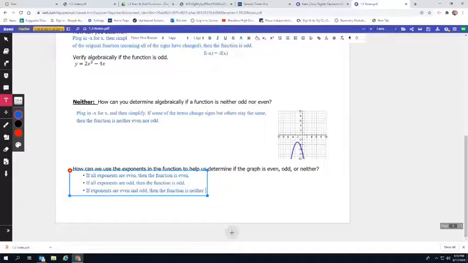So if I have a function like f of x equals 3x squared plus 7x to the fourth plus 9x to the sixth. We're focusing on the exponents. So we've got 2, 4, and 6. And since every exponent is even, this would be an even function. I'm going to give you another example of an even function.